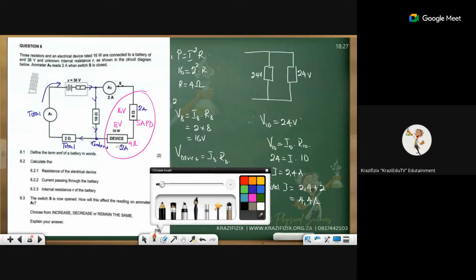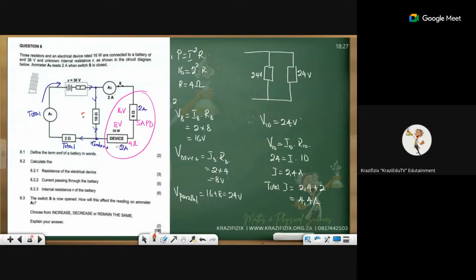So I know my current here is 2.4 amps. Now when it comes down here, it combines. So what will be going here will be 4.4. And then what goes in here is 4.4 amps. Take time to analyze before you even read. Okay. What are we looking for now? Another 6 marks. Beautiful.